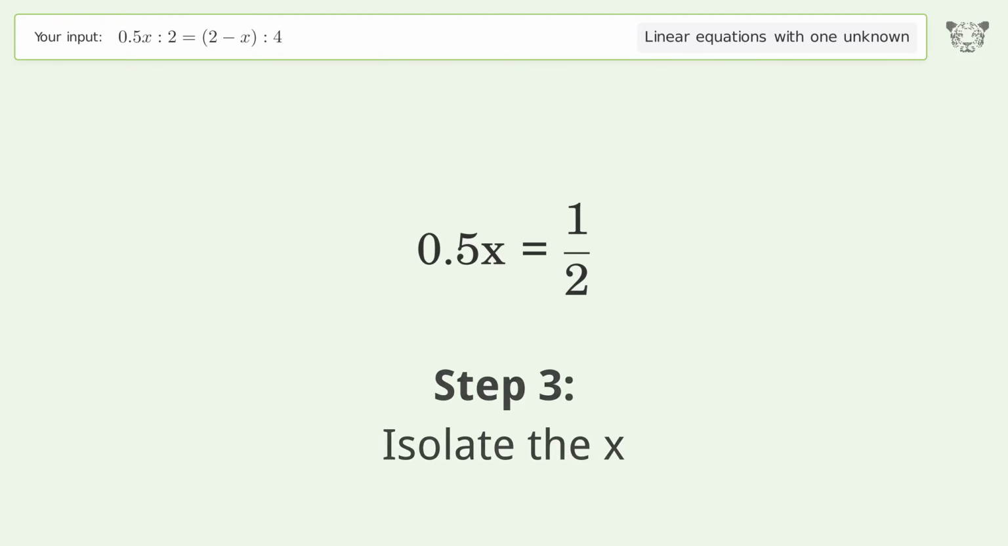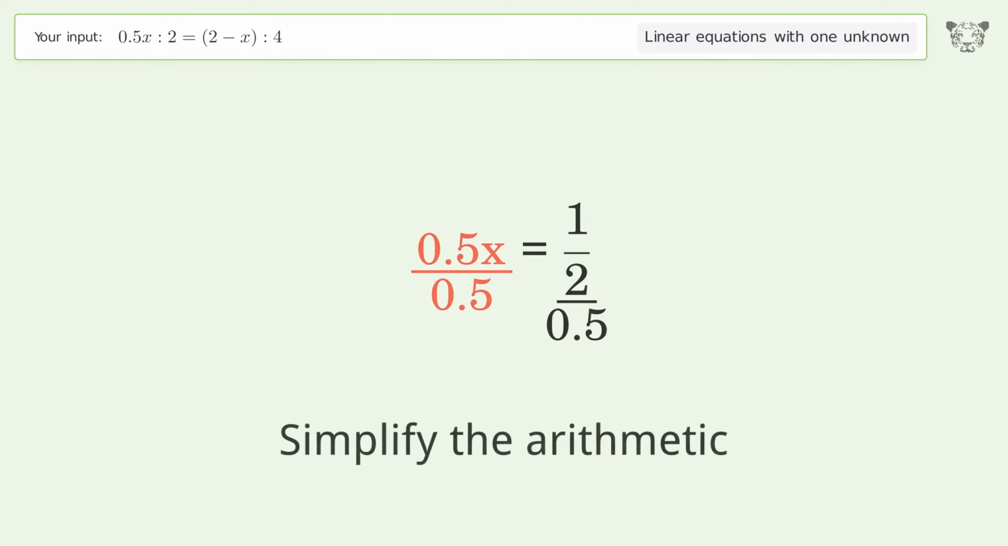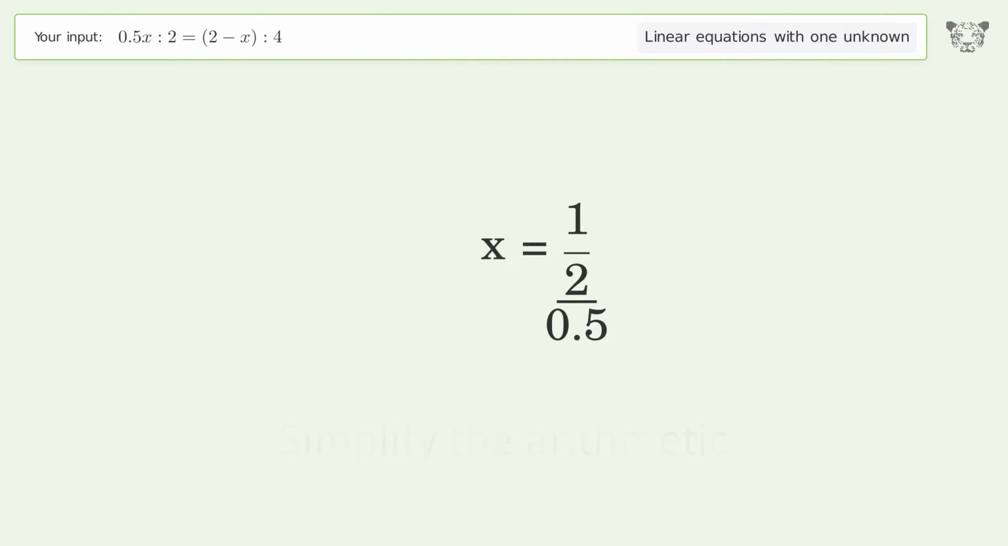Isolate the x. Divide both sides by 0.5. Simplify the arithmetic. And so the final result is x equals 1.